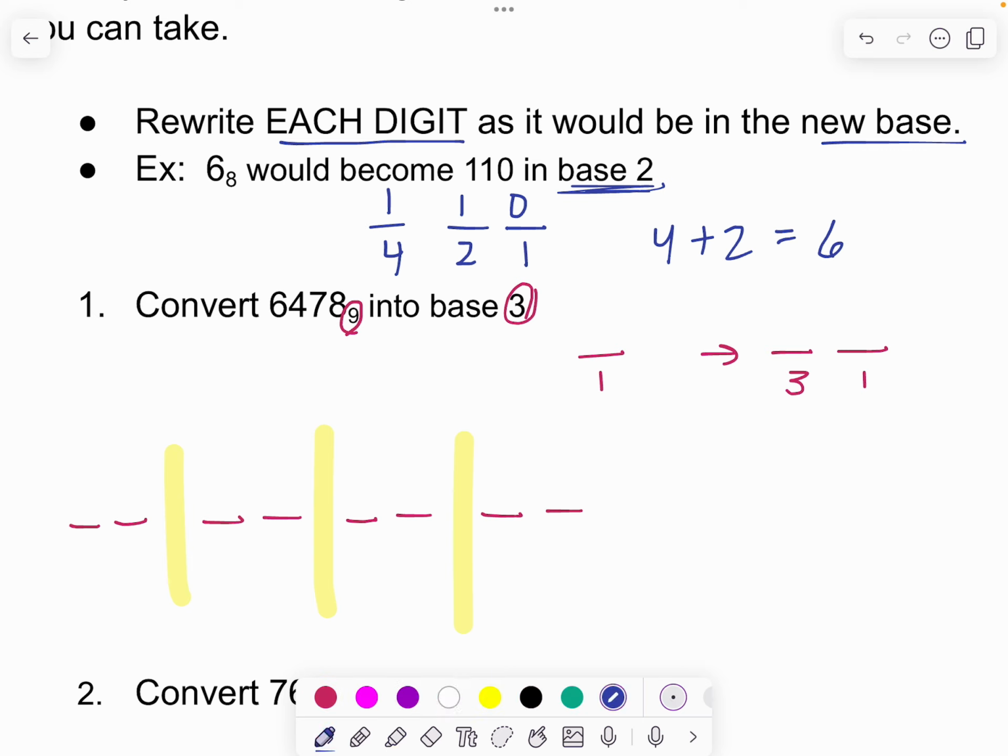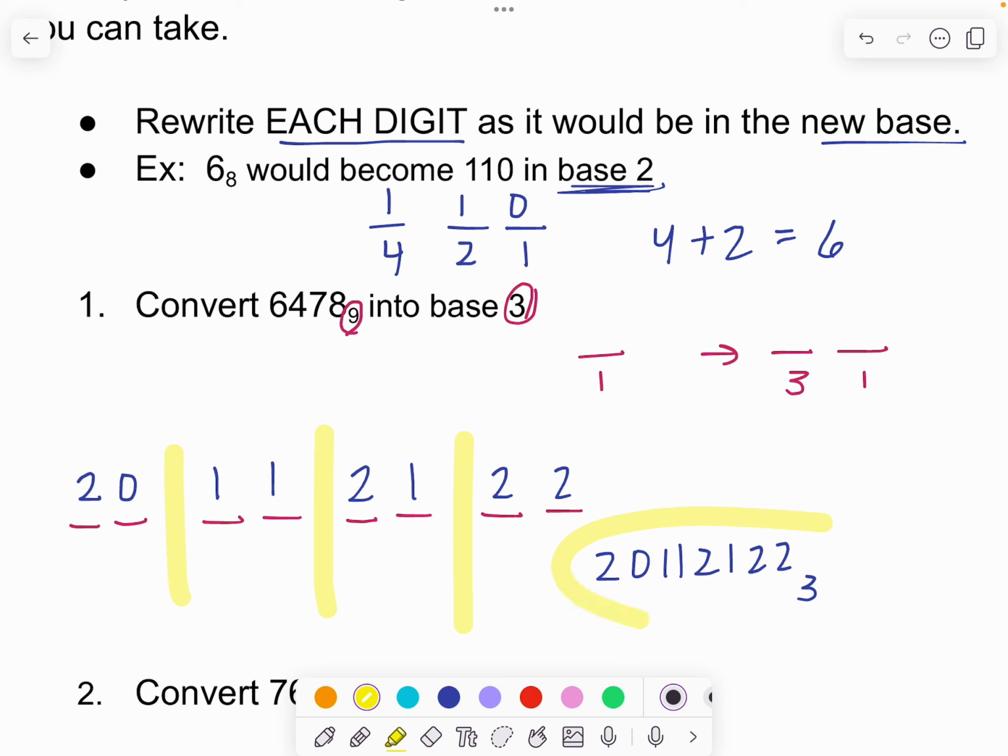So what we want to do is just go through and convert each number one at a time. My 6 in base 3 would be 2 threes and no ones. My 4 in base 3 is 1 three and 1 one. 7 is 2 threes and a 1, and 8 would be 2 threes and a 2. So rather than going from base 9 into base 10 and back to base 3, or rewriting, expanding, and so on, we can just say that our final answer is 20, 11, 21, 22 in base 3. And that is a lot faster than some of the other methods that we've used.